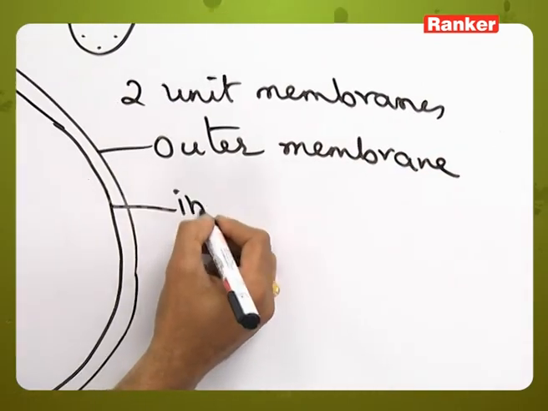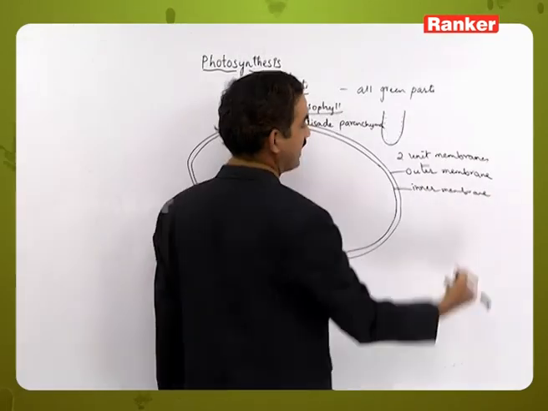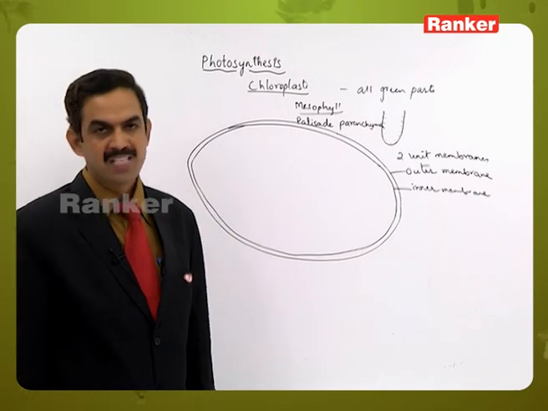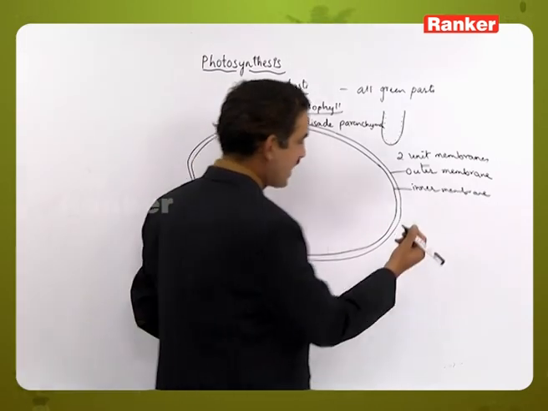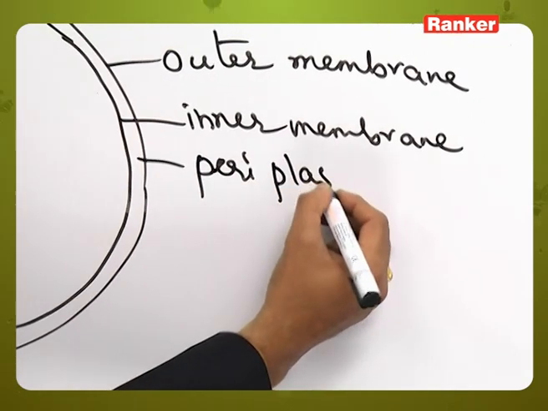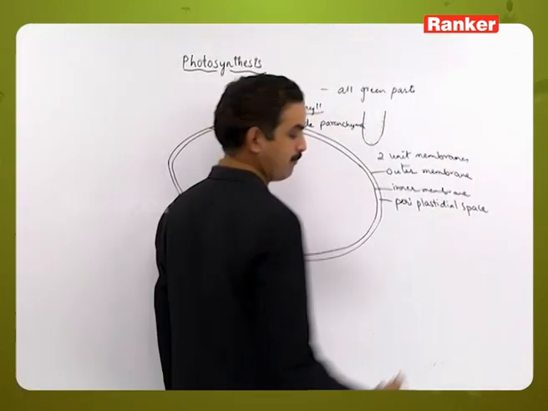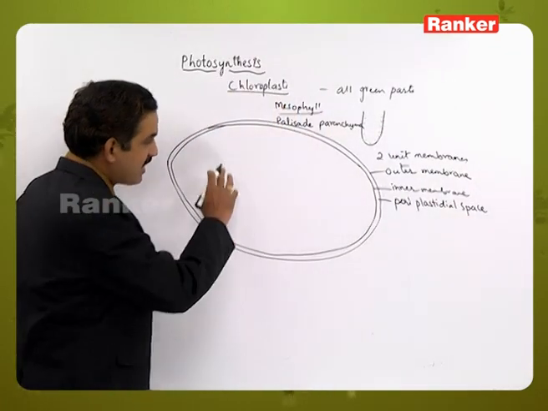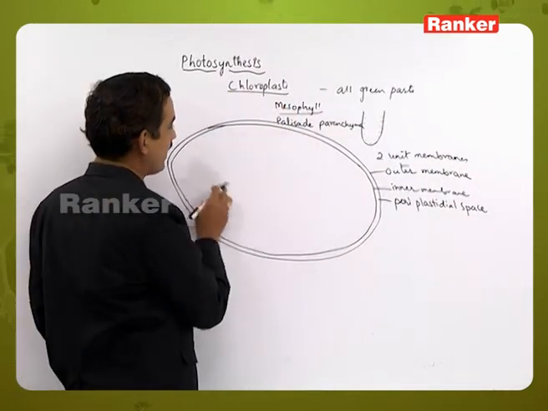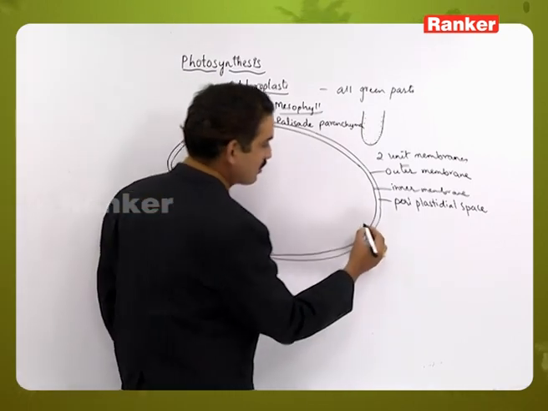These membranes are made up of lipoproteins, that is lipids and proteins, like a normal plasma membrane, and the space in between them is called the periplastidial space. Inside the inner membrane, a fluid matrix is present. That fluid matrix is called the stroma.